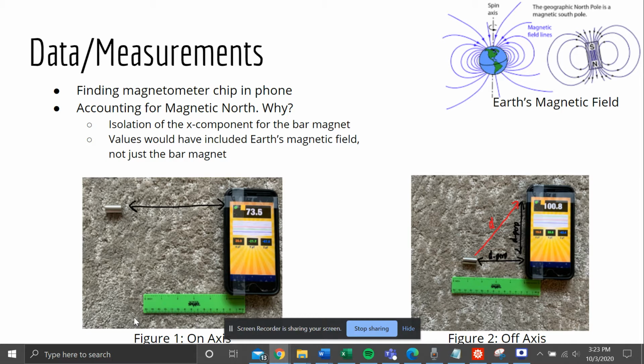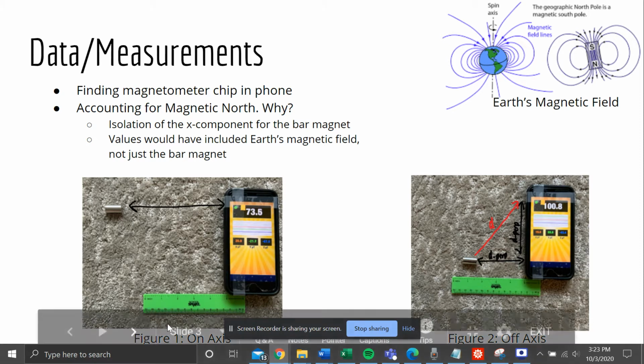With all that taken into account, we could then measure the distances for both the on and off axis magnetic fields. Figure 1 shows how the on axis measurements were taken, while figure 2 shows how the off axis measurements were taken.